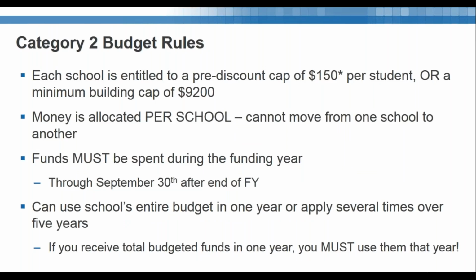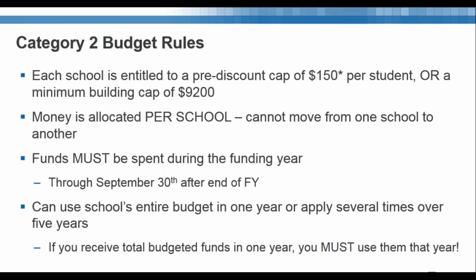Let's take a look at the Category 2 budget rules a little bit more in depth. As I mentioned, each school is entitled to a pre-discount cap of $150 per student or a minimum building cap of $9,200. So for example, if the school is so small that their number of students times $150 is less than $9,200, they automatically will get that $9,200. E-rate money is allocated per school, not per district. So you cannot move your funds from one school to another.